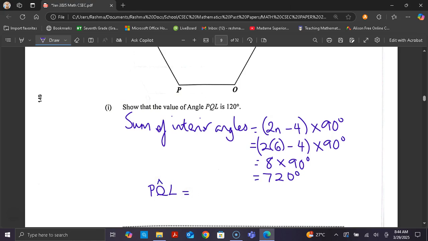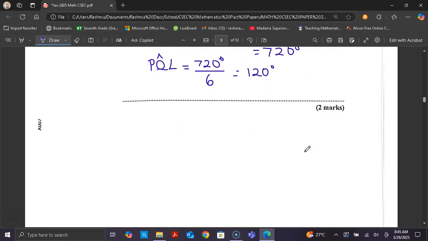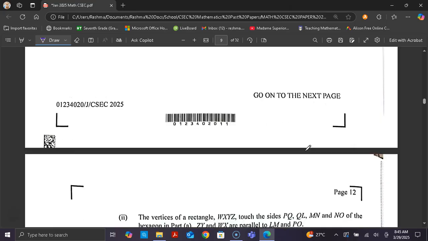So therefore, each interior angle will be the sum of the interior angles divided by the number of sides in the polygon. So therefore, 720 degrees divided by 6 will give 120 degrees. All right, so we've shown that angle PQL is 120. Let's go on to part 2.